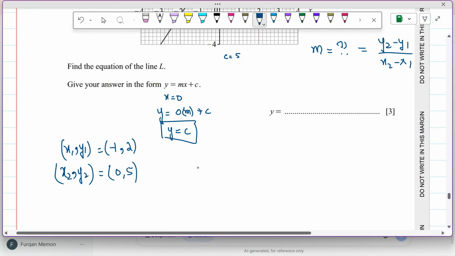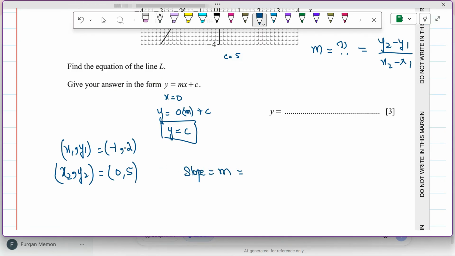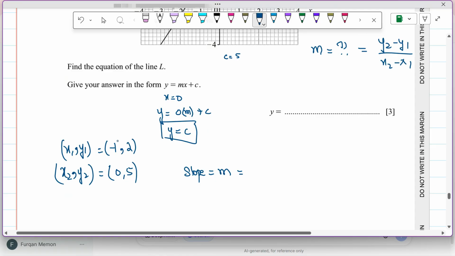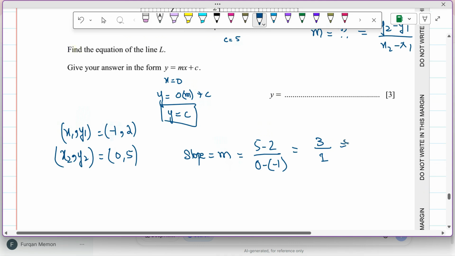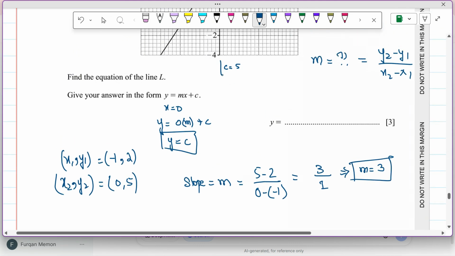And we know that the slope, which is m, is equal to y2 minus y1 over x2 minus x1. So y2 is 5 minus 2, over x2 minus x1, which means 0 minus -1. So this is equal to 3 over 1, so the slope m is equal to 3. We already have c, which is 5.